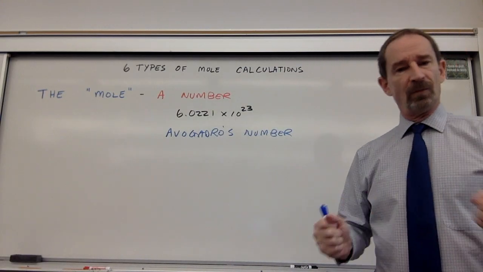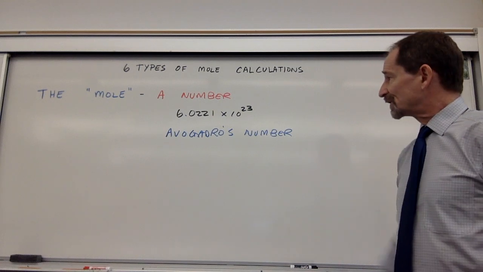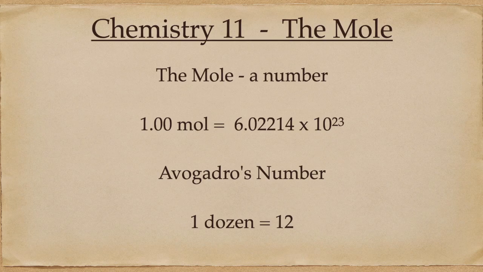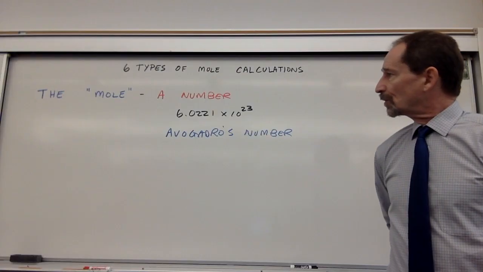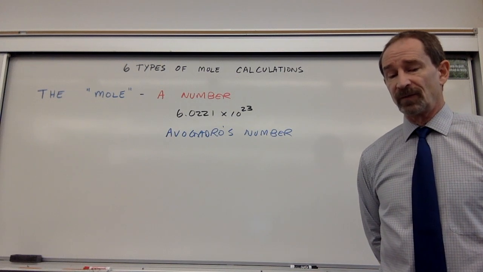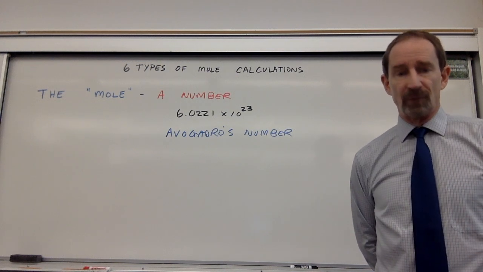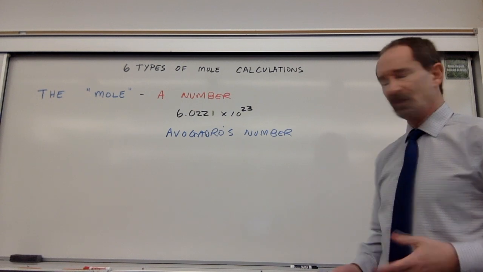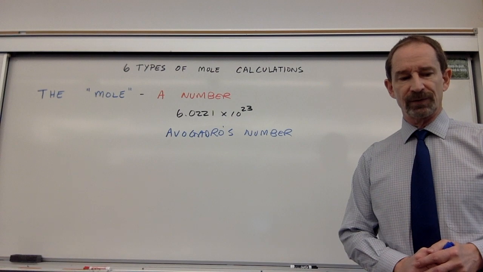We do a lot of mole calculations, but all a mole is simply that number, in the same way that a dozen is 12, a number. Avogadro's number, or the mole, is simply 6.02 times 10 to the 23rd. It's just a really, really, really large number. How large? Well, I want to give you a couple of examples.